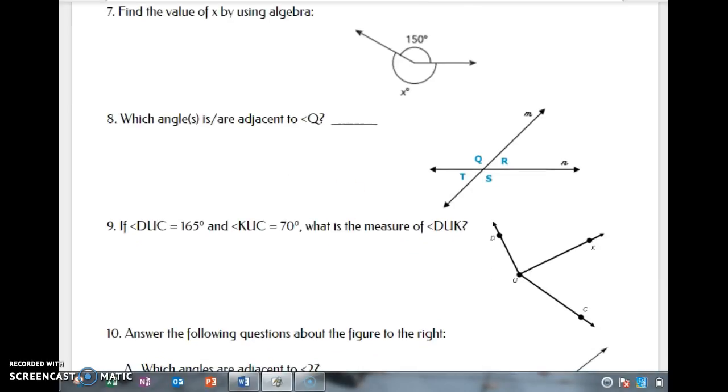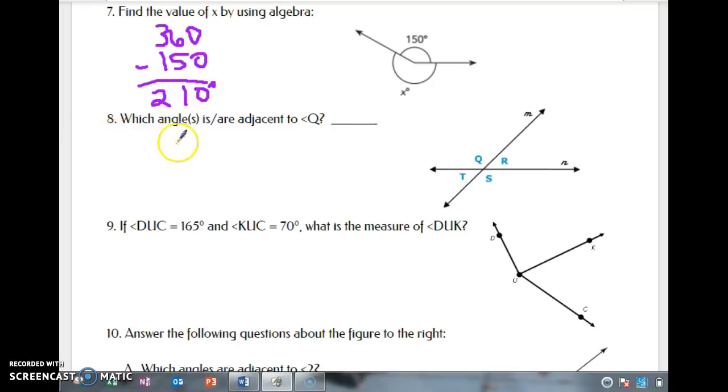So for question 7, it looks like we have to find the value for x again. You know that a full circle should add up to equal 360 degrees. So if this is 150 degrees, you can figure out the reflex angle. So 360 minus your 150 degrees will then tell you that that reflex angle is 210 degrees.